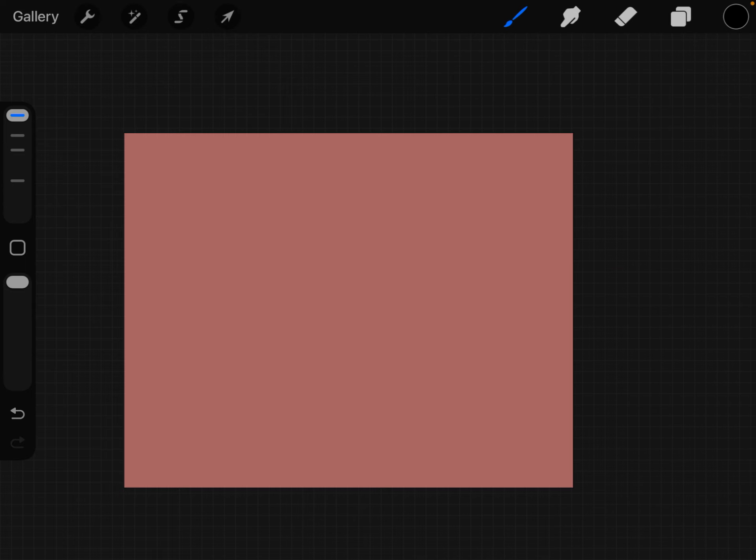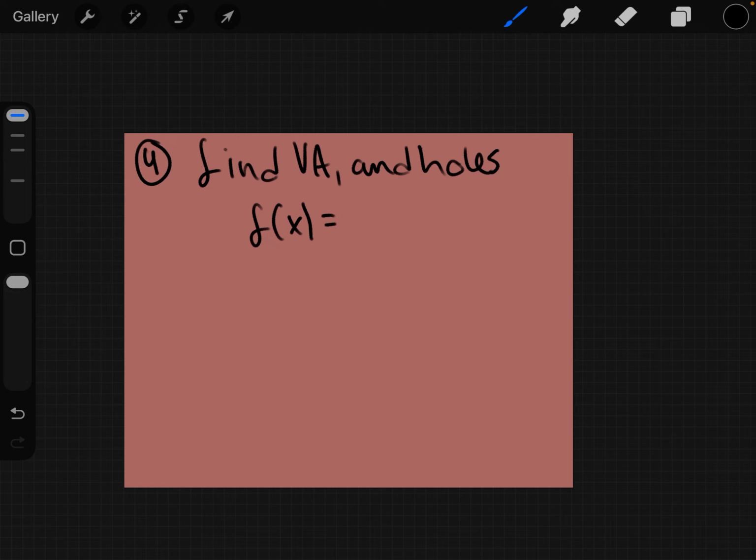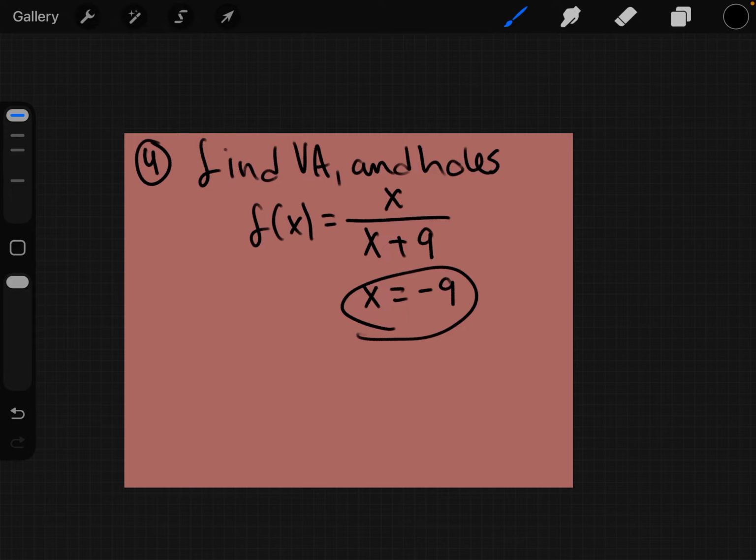Okay, what is next? Find vertical asymptote and holes if there's any. F of x is equal to x over x plus 9. To find the vertical asymptote, you just set the denominator equal to 0. That's it. That's literally it. That's the answer.